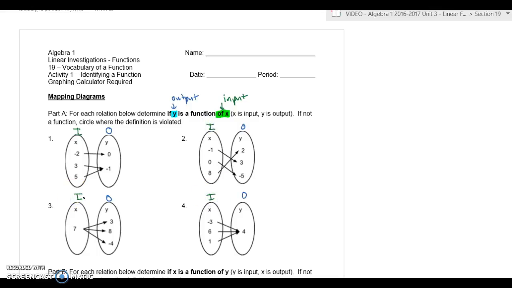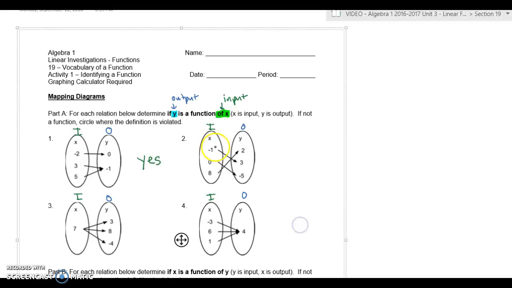What I'm looking for is, in my inputs, do I have any numbers that aren't predictable? Like if I plug a number in, or use my number from an x, that side of the mapping diagram, bring it over to the y, do I know what I'm supposed to get, or do I have to make a choice? So looking at the first relation, if I have negative 2 for x, that only goes to one number, 0. I look at 3, that goes to one number. 5 goes to one number. And that's okay that 3 and 5 go to the same number because our input is 3, our input is 5, and they go to only one thing. So that is a function.